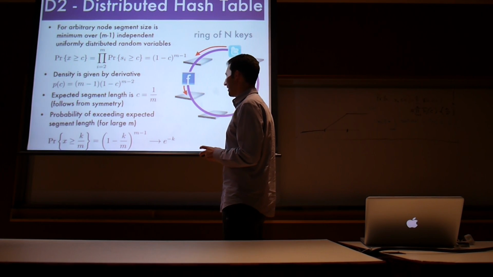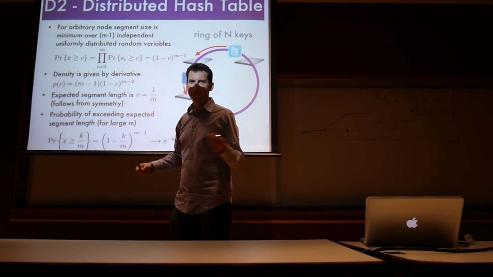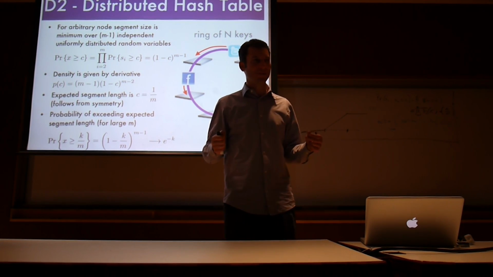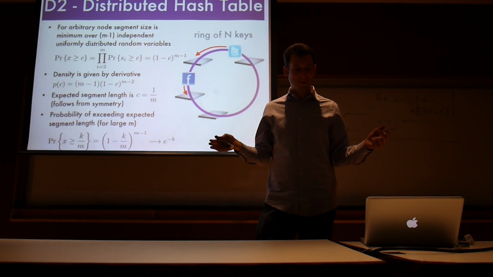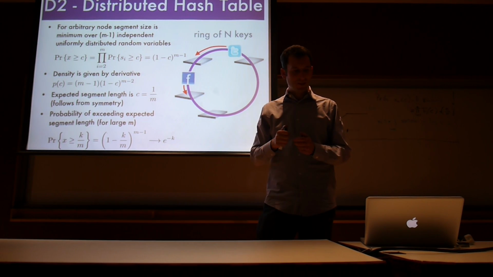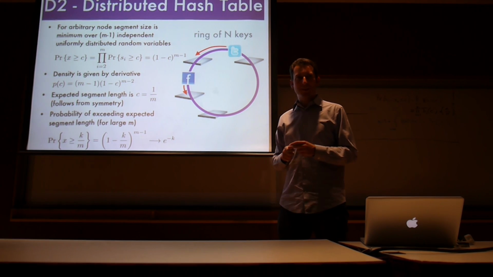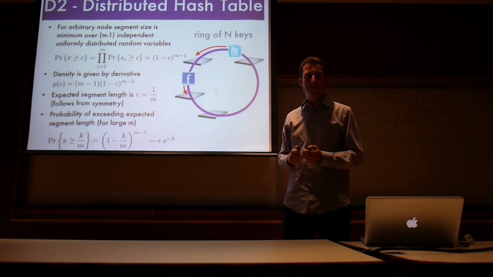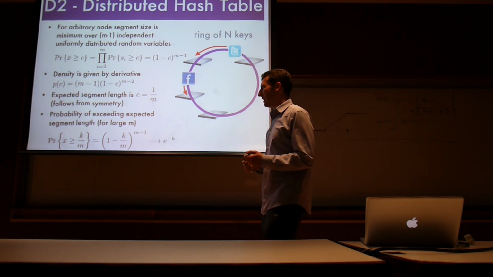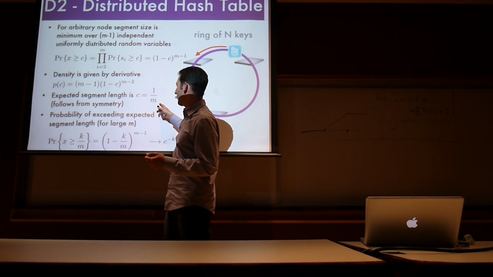So the first thing to realize is that the expected segment length is 1 over n. That just follows from symmetry because there's nothing specific about that one segment that I picked. So each of them has the same length. Okay. Now, the only thing that I need to work out now is the probability that a particular segment length will be really long. So I'm going to work that out in multiples of the expected segment length.